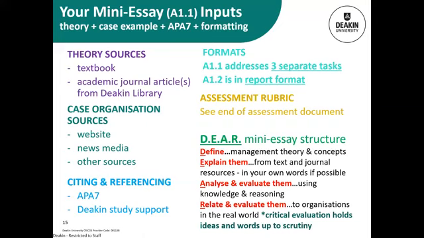We also want you to get information about your chosen organisation. As we said, this can be from the website or media articles and other credible sources like industry reports or annual reports. And we want you to learn some citing and referencing skills using APA 7. You can get help and advice on this through our seminars in MMM 132, but also through Deakin Study Support.